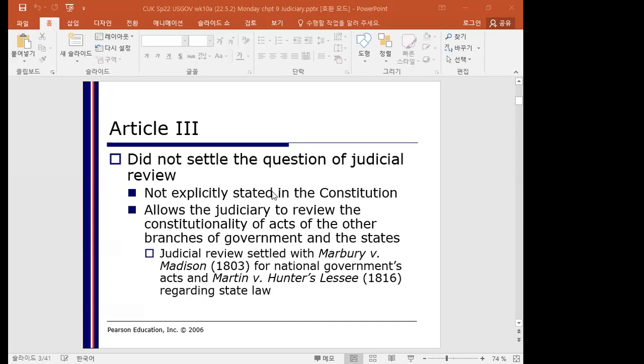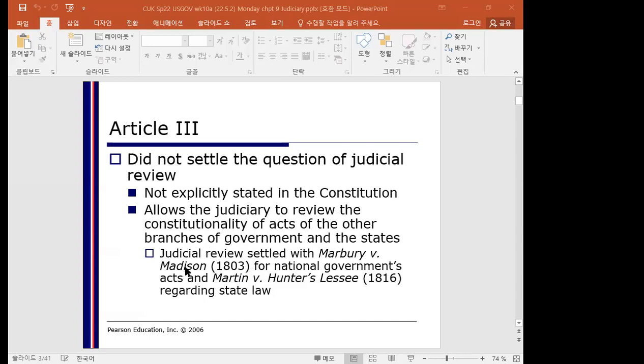Now, according to public opinion surveys, most people think that gay marriage should be legal. According to public opinion surveys, most people also think access to abortion should be legal in various circumstances. So judicial review allows the judiciary to review the constitutionality of acts of other branches of the government and of the states, Ohio, California, and so on. Judicial review was settled with Marbury versus Madison in 1803.